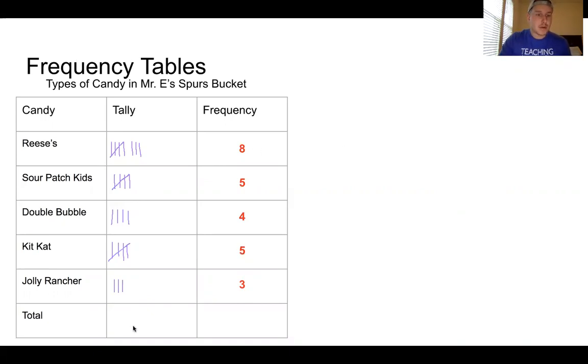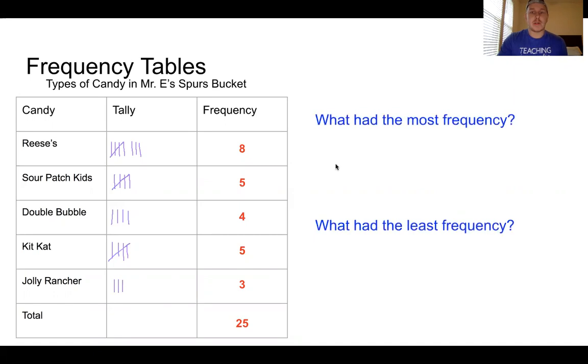So something that's important to do is at the bottom, you want to have your total, okay? So you can see how many total pieces of candy there were and what the frequency was of each candy, okay? So let's ask a couple questions about this frequency table. What had the most frequency? So I can see that Reese's had the most frequency, and that makes sense because Reese's are my favorite candy. So of course I'm going to restock the Reese's as often as possible.